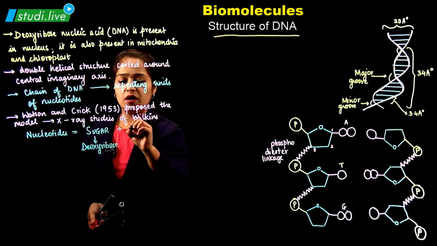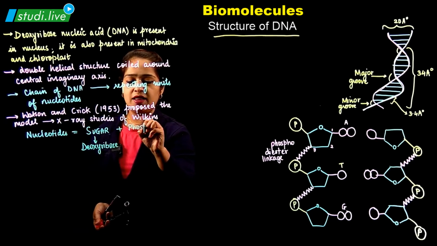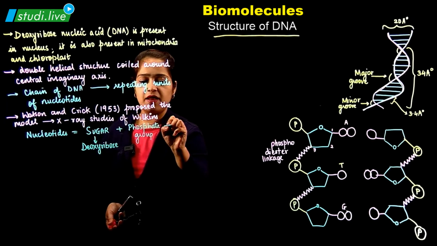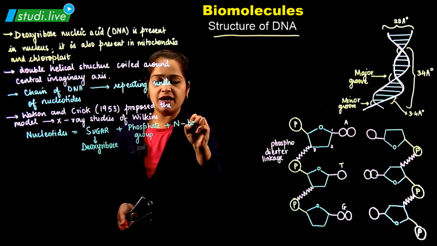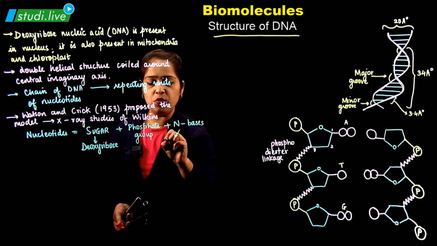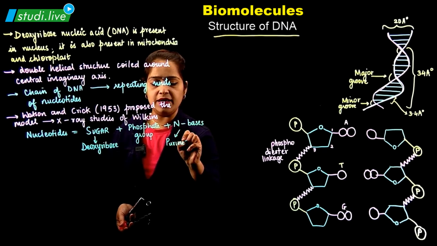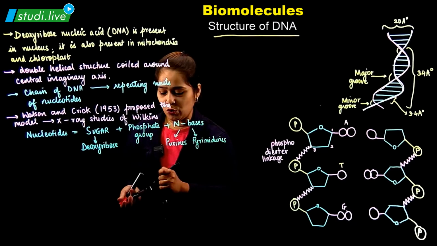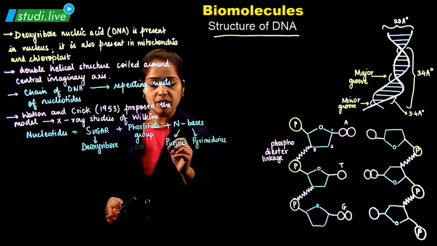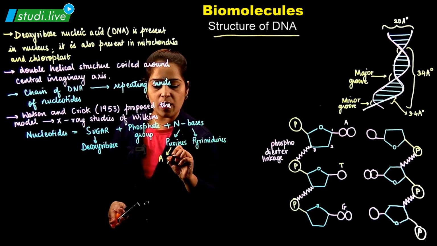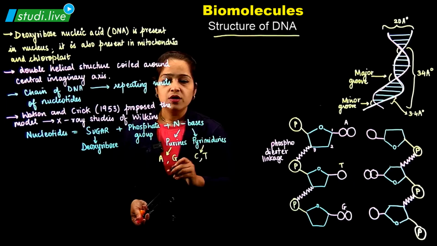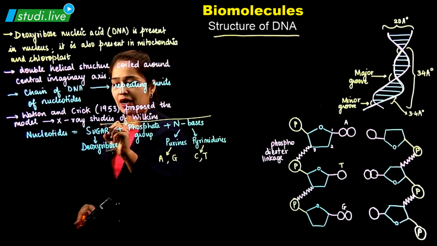Then it has a phosphate group which is attached at the 5th carbon, and there are nitrogen bases. These nitrogen bases can be purines or they can be pyrimidines. Purines are adenine and guanine, and pyrimidines are cytosine and thymine. So this was about the nucleotide.